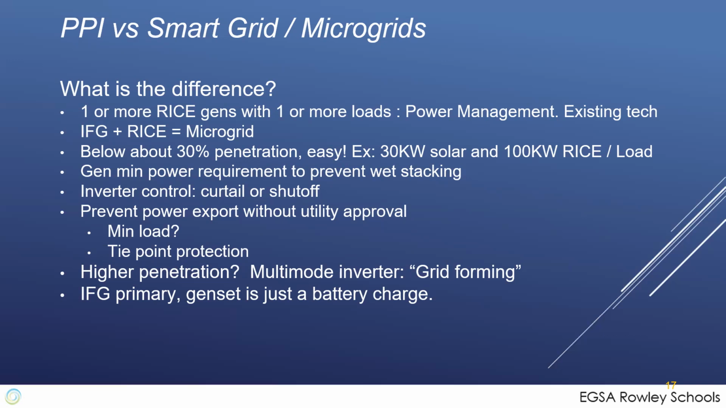You've got your inverter fed generation. So if you add IFG to RICE, you get a microgrid. And it's really pretty simple as long as you stay with a low penetration ratio. If you keep a third of your power from your load profile, a third of the power comes from solar, it just looks like negative load to your generator. It's just not there. It's being supported by solar.